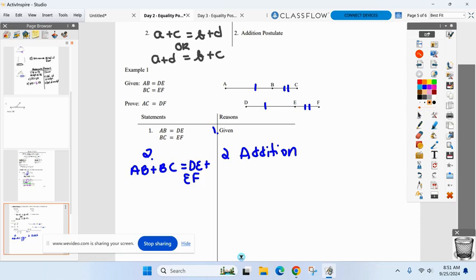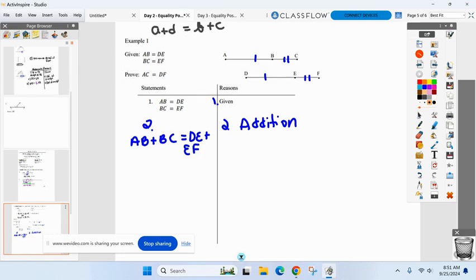Go back. Look at the proof statement. I wanted AC equal to DF. I haven't shown that yet. Your proof statement should be the last step in your proof. They don't match here, so I at least have one more step to go. What's another name for AB plus BC? Isn't it AC? So all I'm going to do is put in AC there instead. It's the same thing, right? AB plus BC, another name for it is AC.